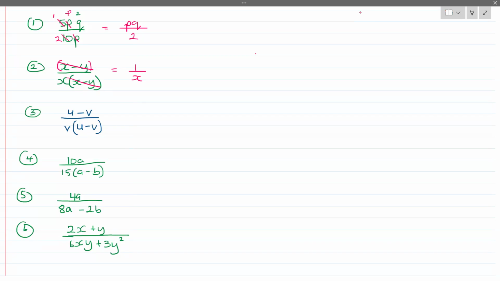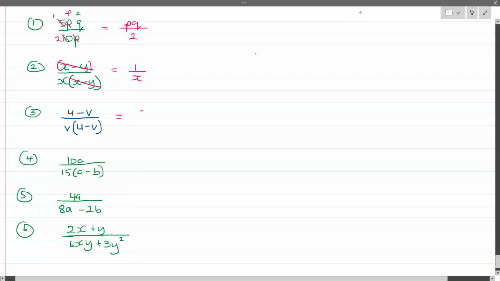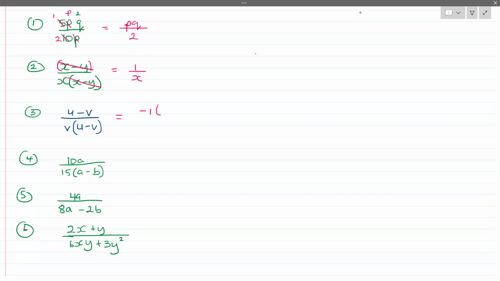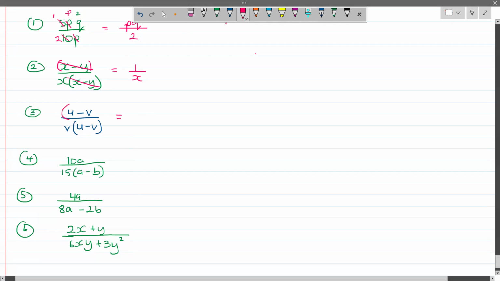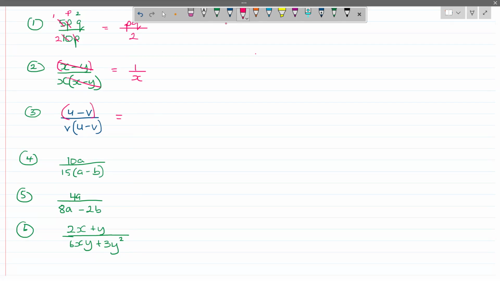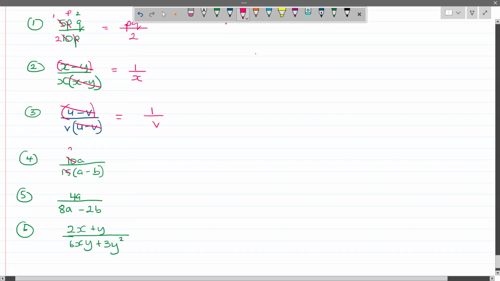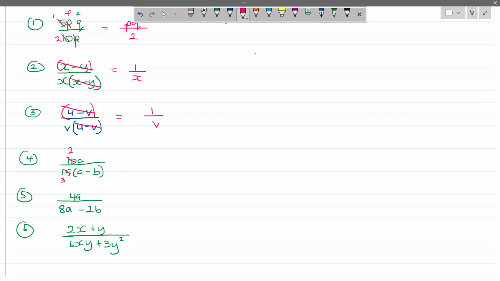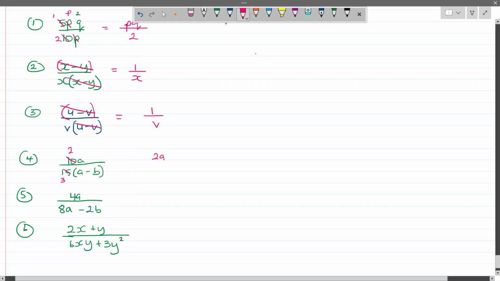Here, we can't cancel unless we do minus 1 by... Oh, actually, yeah, we could cancel it. Because this and this is the same. See it? This and this is exactly the same, and we're multiplying it. So we could cancel. And I'll get 1 over v. Here we could cancel the 10 and the 15. We get 2 and 3 here. I can't do anything with this a because the a is inside of the bracket. So I'll get 2a over 3 into a minus b. And that'll be a final answer.